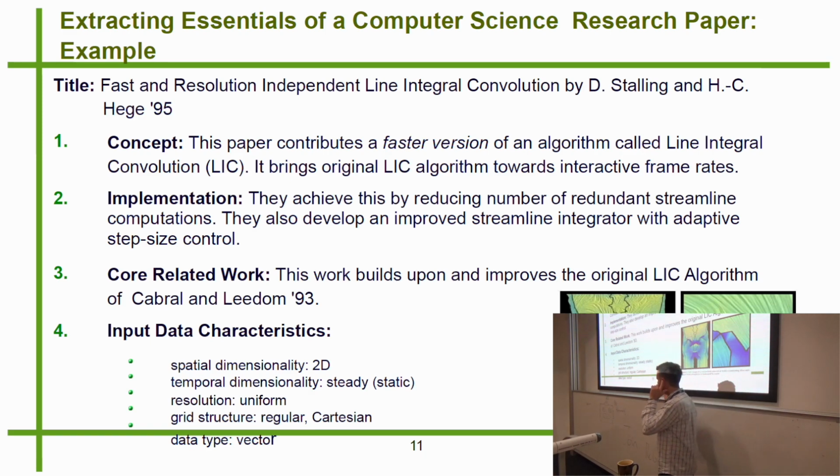This is an example of what I'm talking about. So I've taken this paper, and then I've applied this process of extracting the essentials from this research paper, and this is the result. This is what we're looking at now. I've extracted the concept. This paper contributes a faster version of an algorithm called line integral convolution. It brings the original LIC algorithm towards interactive frame rates. Can everybody understand that? It's taking one algorithm and making it faster. That's the concept. It's a simple concept, actually.